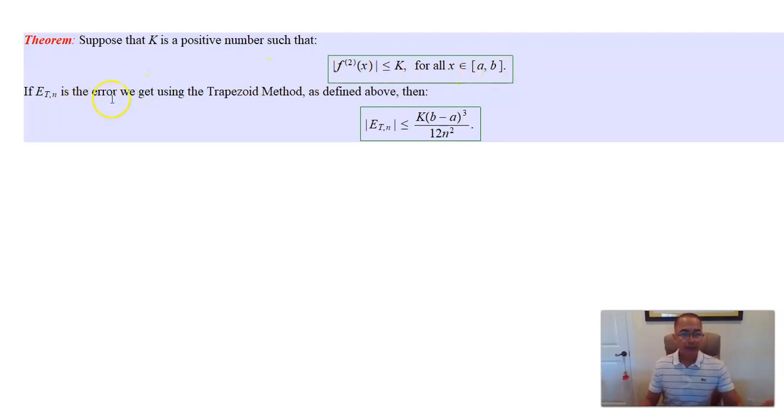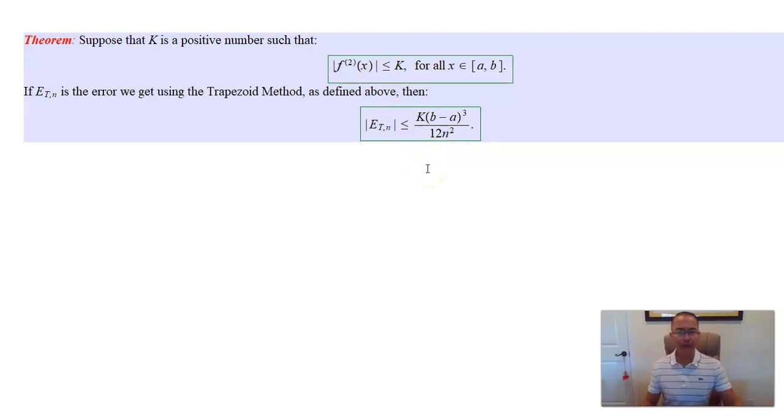If E sub Tn is the error that we get using the trapezoid method, using the notation that we defined above, then the absolute value of E sub Tn is at most this positive number k times the width of the interval, b minus a, cubed, divided by 12 n squared, where n is the number of subintervals that we use to approximate our integral.